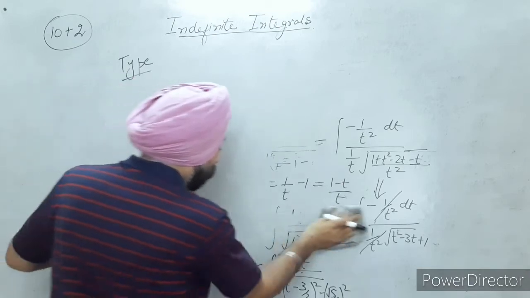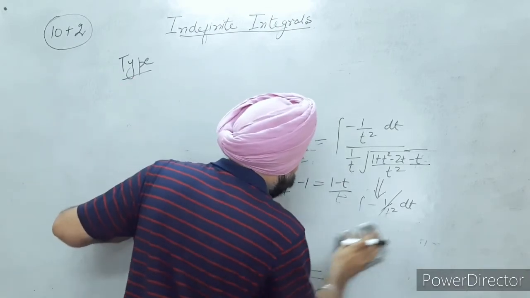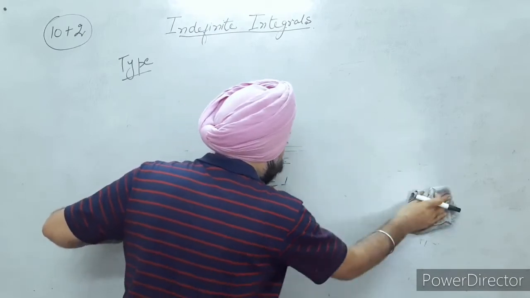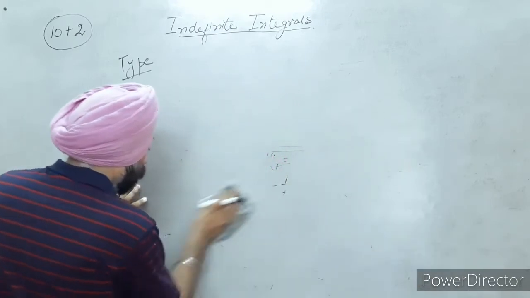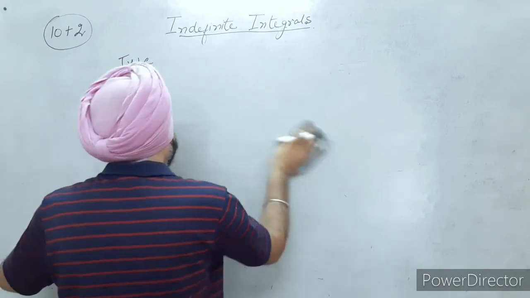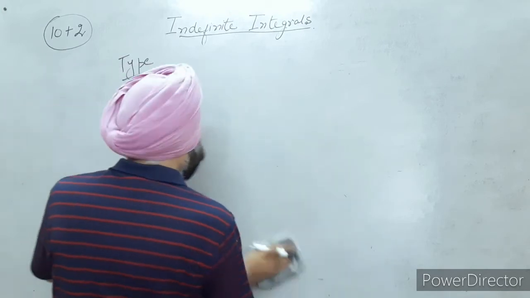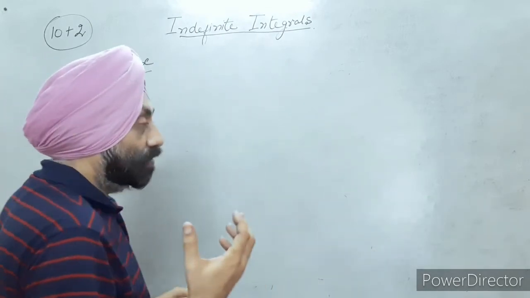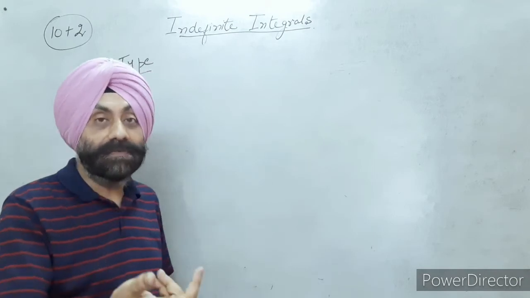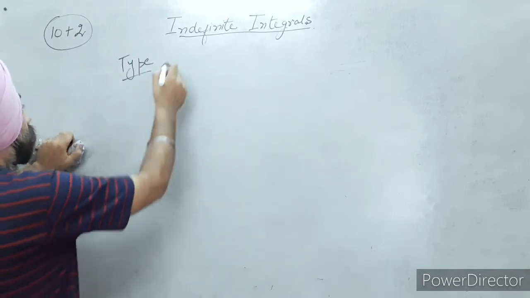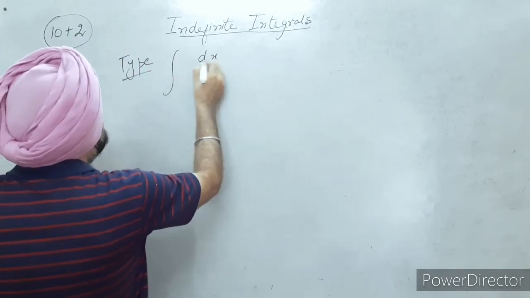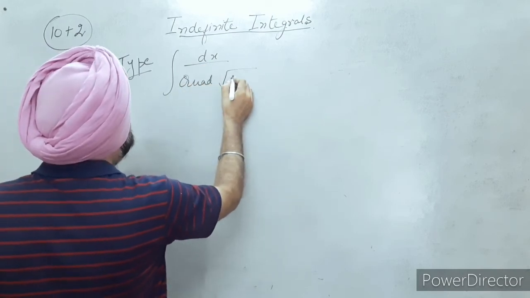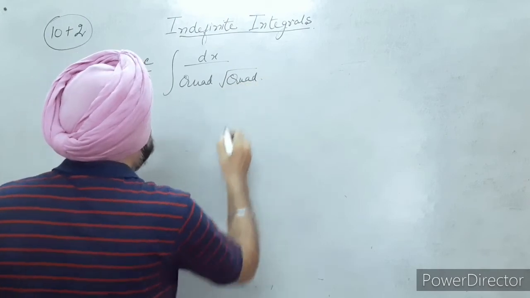Let me rub this off so that I can solve the last type. It's a very interesting type. You can do it. You can practice as many sums as you can, right? To clear the concepts and to know the types, how to solve each type of integrals. Now it is dx upon quadratic into under root of quadratic.